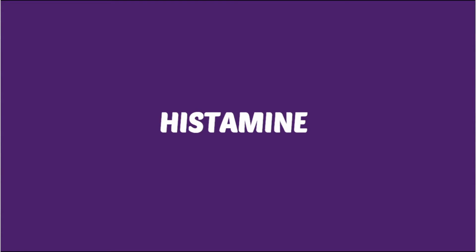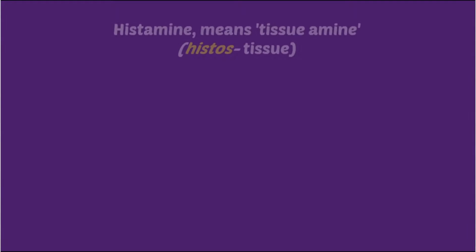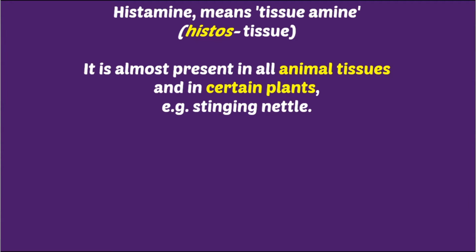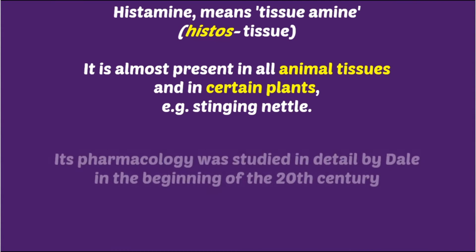Okay, so histamine means tissue amine. Histos means tissue, and amine. So it is present in a wide variety of tissues. That's why the name histamine is given. Right? It is present in almost all animal tissues and in certain plants. The example of a plant is stinging nettle.